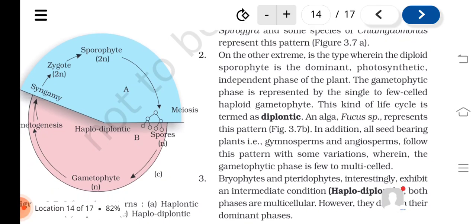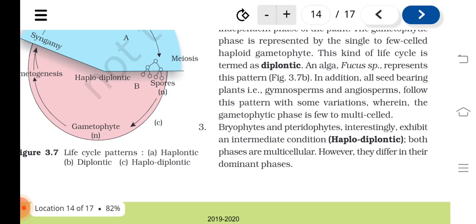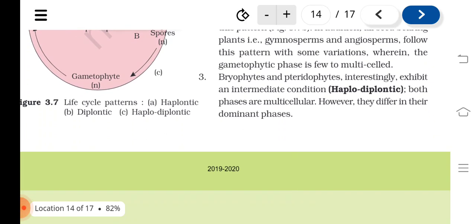On the other extreme is the type wherein the diploid sporophyte is the dominant photosynthetic independent phase of the plant. The gametophytic phase is represented by the single or few-celled haploid gametophyte. This kind of life cycle is termed diplontic. An alga, Fucus species, represents this pattern, figure 3.7b. In addition, all seed-bearing plants, that is gymnosperms and angiosperms, follow this pattern with some variations wherein the gametophytic phase is few to multicelled. Bryophytes and pteridophytes interestingly exhibit an intermediate condition, haplodiplontic.